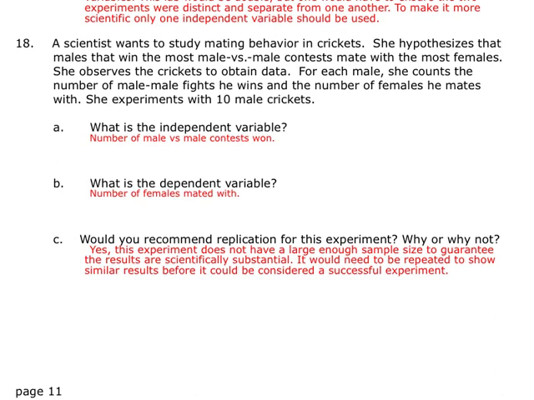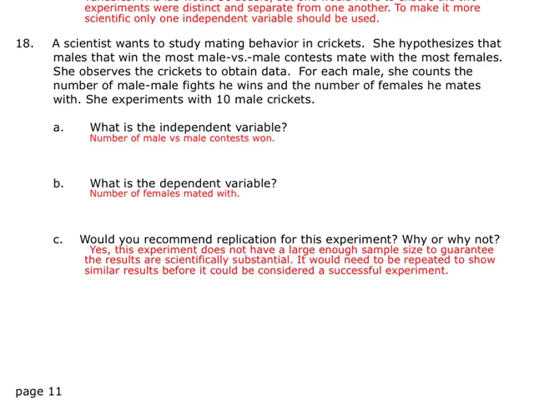Okay, so what we're going to look at here, it's a slightly different version. A scientist wants to study mating behavior in crickets. She hypothesizes that males that win the most male versus male contests mate with the most females. She observes the crickets to obtain data. For each male, she counts the number of male-male fights he wins and the number of females he mates with. She experiments with 10 male crickets. Okay, so she hypothesizes that males that win the most male-to-male fights mate with the most females.